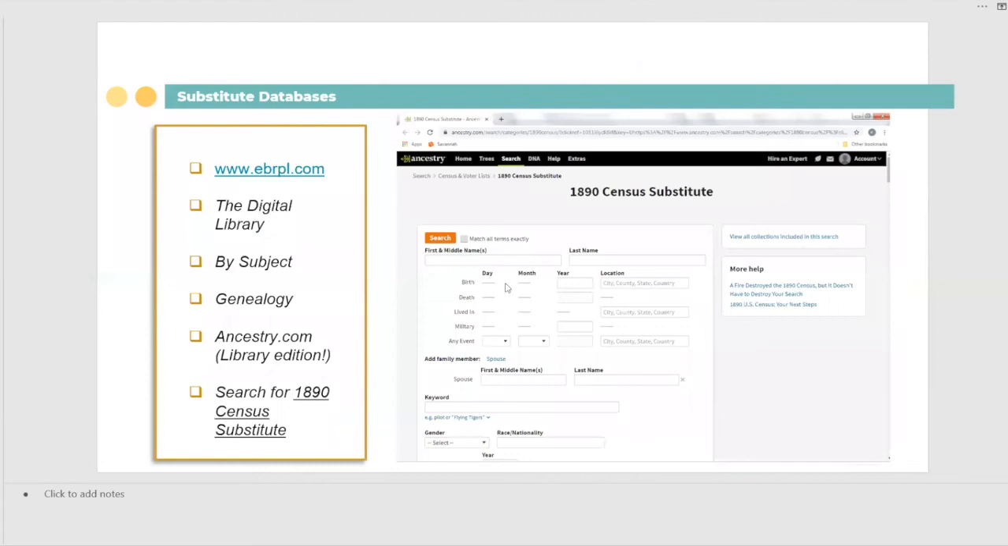There are also a few substitute databases. Ancestry has one. I do believe, Mr. John, does Family Search have one too? Okay, I didn't think so, but I wanted to make sure before I said that. So yeah, this place actually has a database that can kind of help fill in with that.